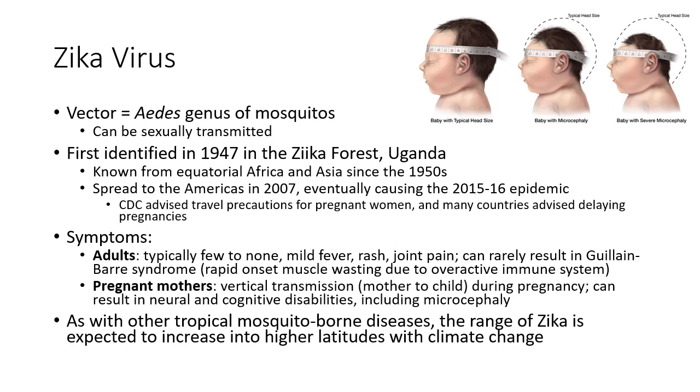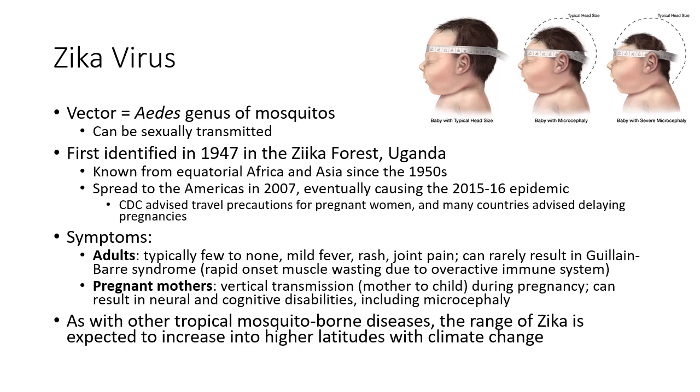The symptoms in adults are typically none, but you can have a mild rash, fever, joint pain, etc. And it can, in very rare cases, lead to Guillain-Barré syndrome, which is the rapid onset of muscular wasting. But the main concern for Zika is with pregnant mothers. You have vertical transmission from mother to child during pregnancy, and this leads to microcephaly in babies.